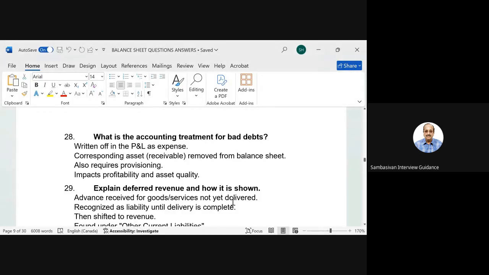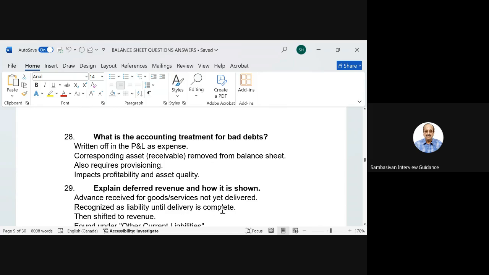Is that 27 or 28? Continue. Yes. So 28, what is the accounting treatment for bad debt? Written off in the P&L as an expense, corresponding assets, receivables, removed from balance sheet, also requires provisioning, impacts profitability and asset quality.